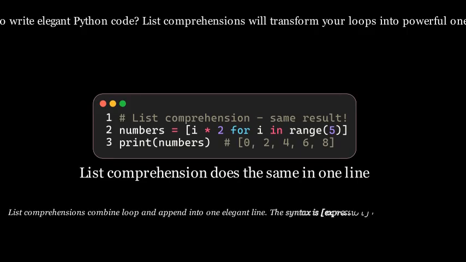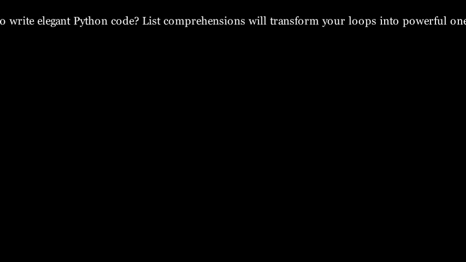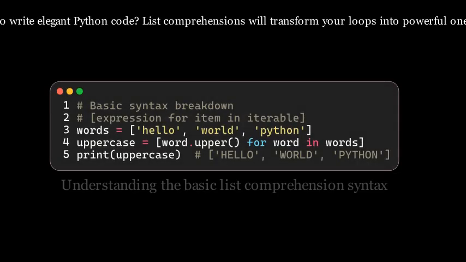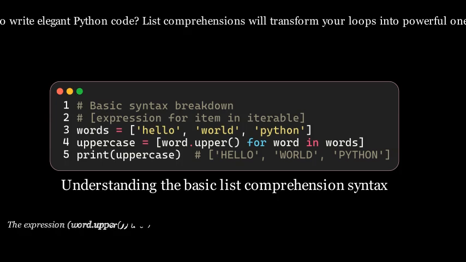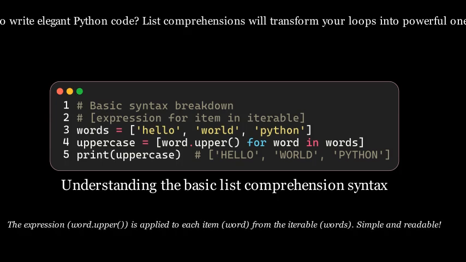List comprehensions combine loop and append into one elegant line. The syntax is: expression for item in iterable. The expression, word.upper(), is applied to each item, word, from the iterable words. Simple and readable.